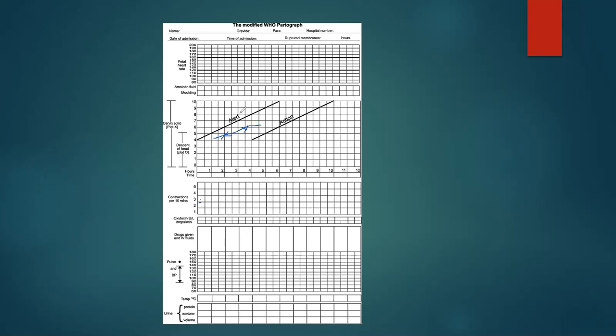You know, this is the alert line. If it's going to the right, it won't be going up. It's supposed to be going like this. Do you understand?